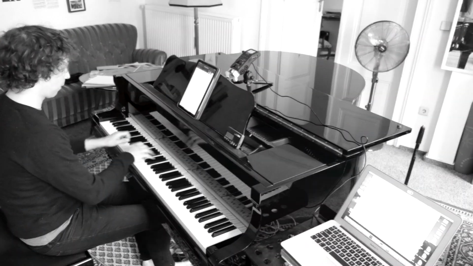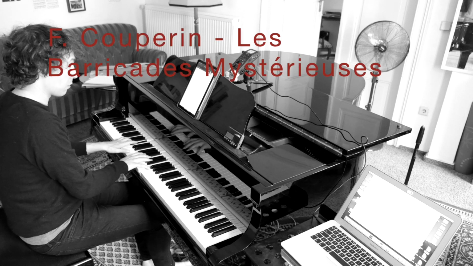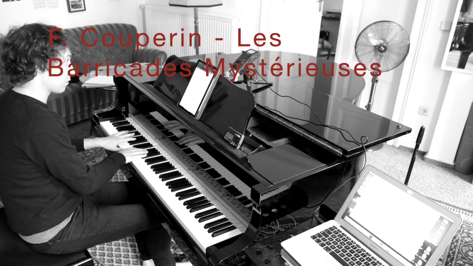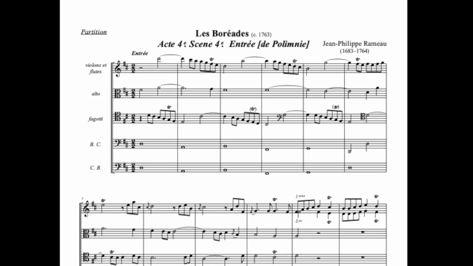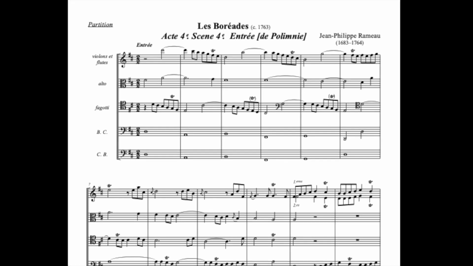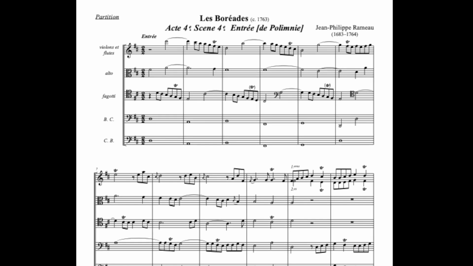all-time keyboard classics like this one, and, as an example that received a certain hype just recently, an orchestral operatic interlude by Rameau.